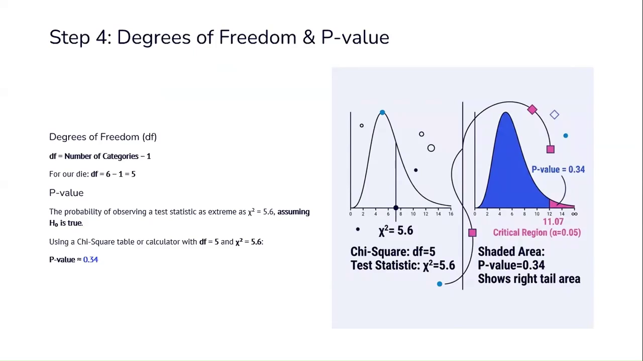The next step is finding the degrees of freedom and the p-value. For the chi-square goodness of fit test, the degrees of freedom are calculated as df equals k minus 1, where k is the number of categories. For our die problem, df is equal to 6 minus 1 equals 5. Since the die has 6 categories, the degrees of freedom become 5. Using a chi-square table or software with chi-square equal to 5.6 and degrees of freedom equal to 5, we obtain a p-value of approximately 0.34.